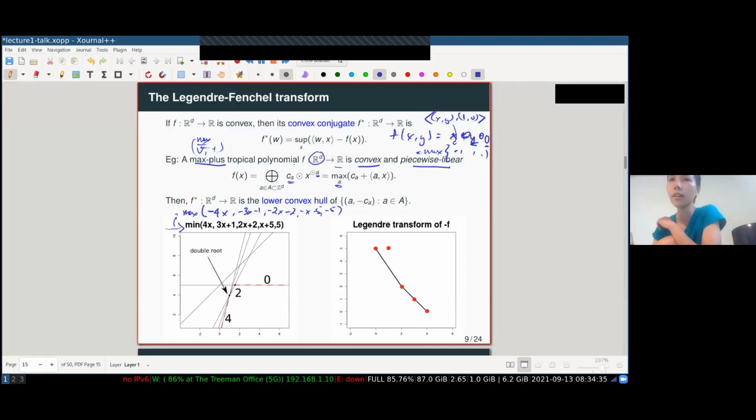Okay, so I have a convex piecewise linear function. If I were to do min, then I have a concave piecewise linear function, right? So here's an example when d equals 1. Here's my polynomial in classical notation, and it is the minimum of 4 linear functions. Right, so here they are.